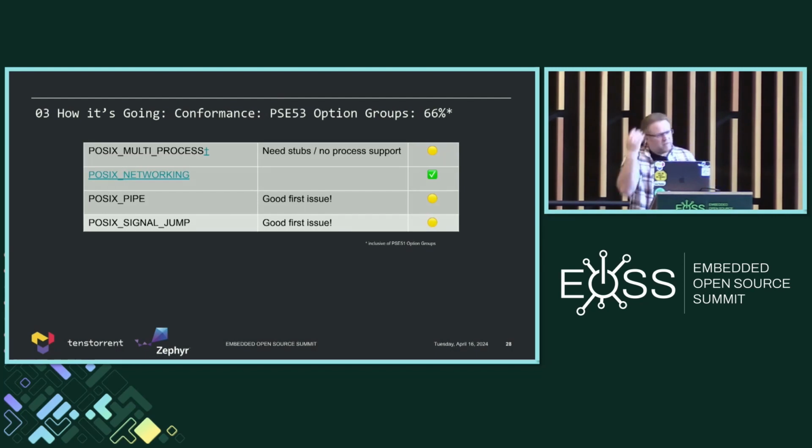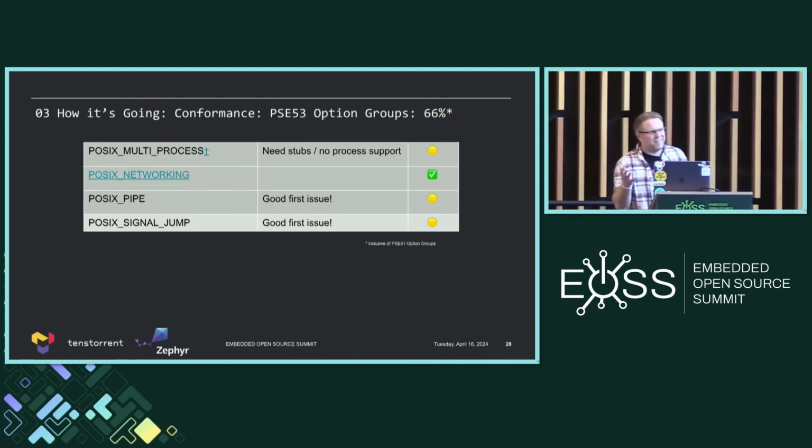And now moving on to PSE 5.3, which is again just like a small delta over the previous revision. Multi-process, this is kind of out of our control at the moment. We're probably not going to support multiple processes for the foreseeable future. It probably won't be there for LTSv3, and it's certainly not going to be driven from the POSIX side. It's going to be a kernel thing.